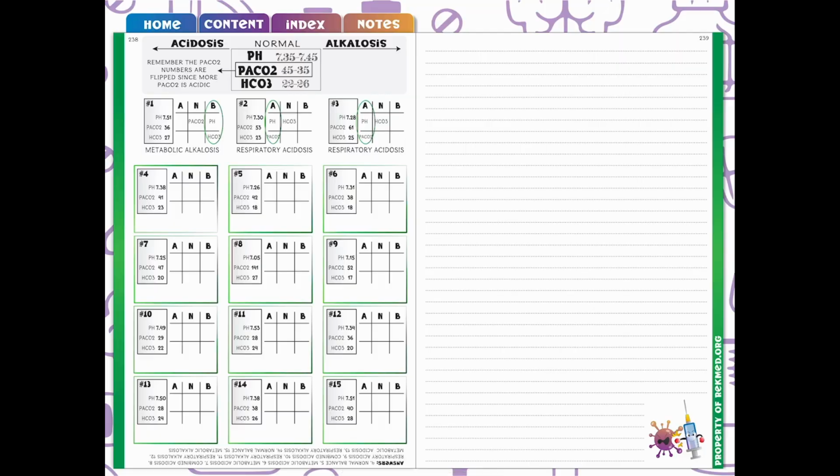That concludes our basic lesson of our ABG tic-tac-toe. Go ahead and fill out these practice questions on your own time. You will see that there are some of them in there that might have a little bit of a mix going on. And in our next lesson, we're going to talk about our uncompensated and our compensated respiratory or metabolic acidosis and alkalosis. I'll see you in the next one.